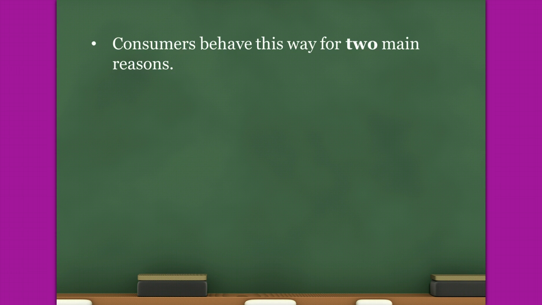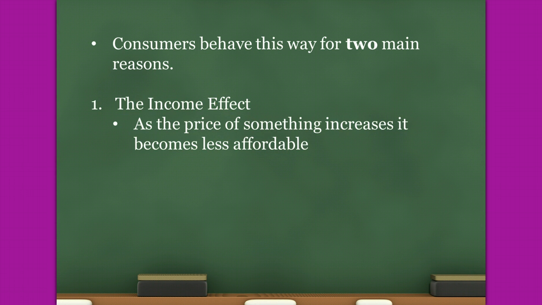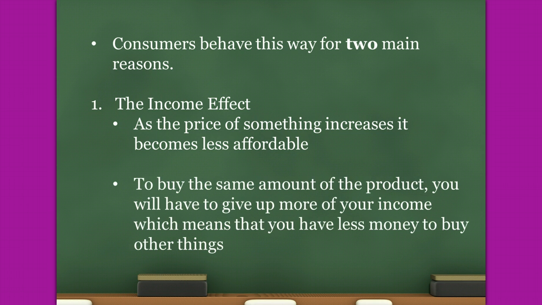Okay, consumers behave this way for two main reasons. The first one is what we call the income effect. As the price of something increases, it becomes less affordable. This is all based on income. By the same amount, you are using up more of your income. Let's say, for example, you earn $1,000 a week and you want to buy a Blu-ray player and that's going to cost you $100. Well, that's 10% of your income.